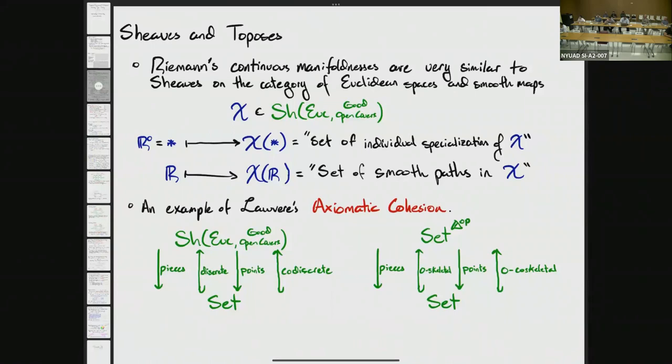And just as we have this further left adjoint discrete inclusion here that takes the connected components of something like a manifold, we have this further left adjoint here, which takes the connected components in the usual sense of a simplicial set.